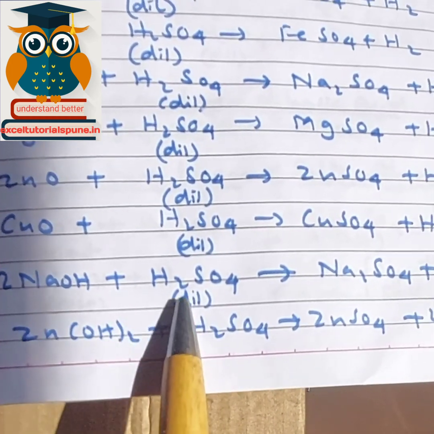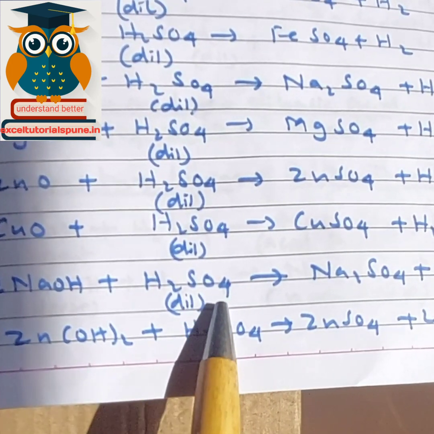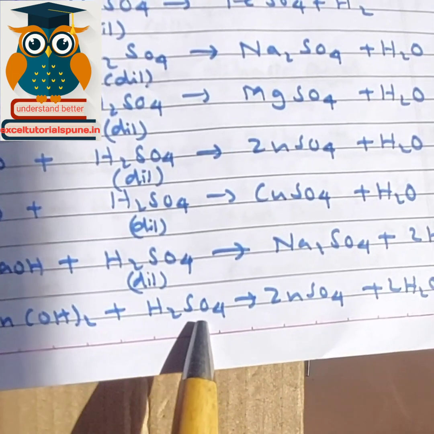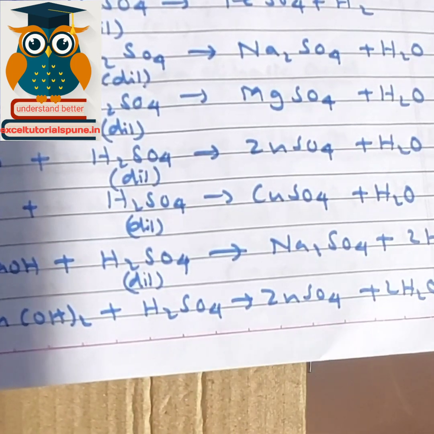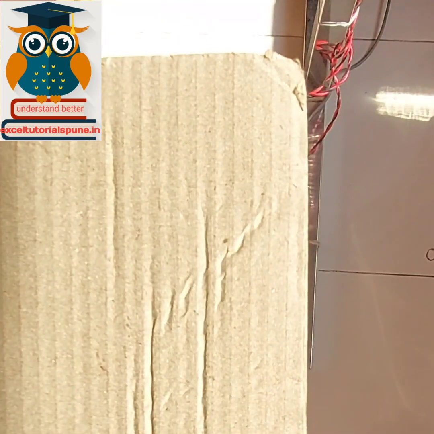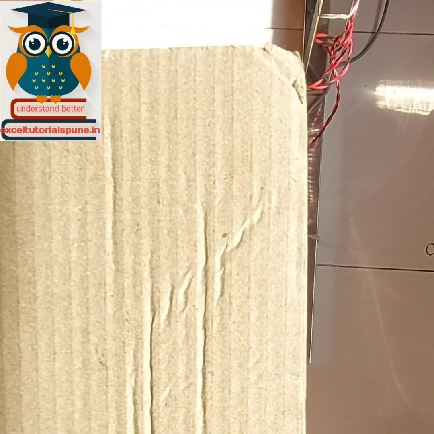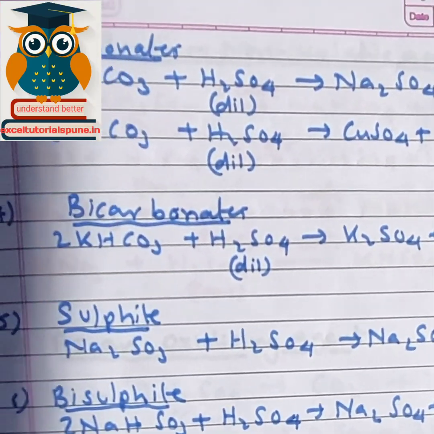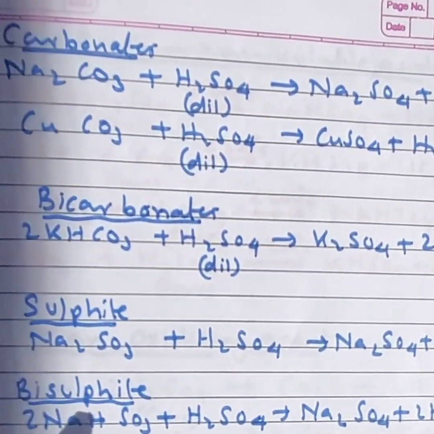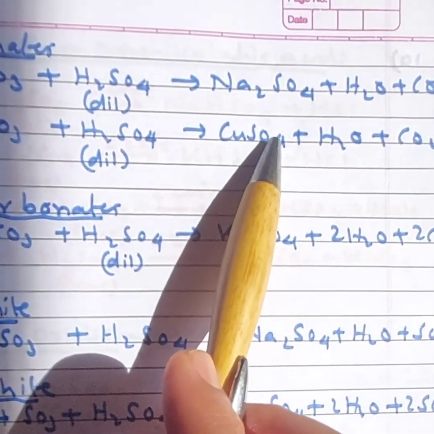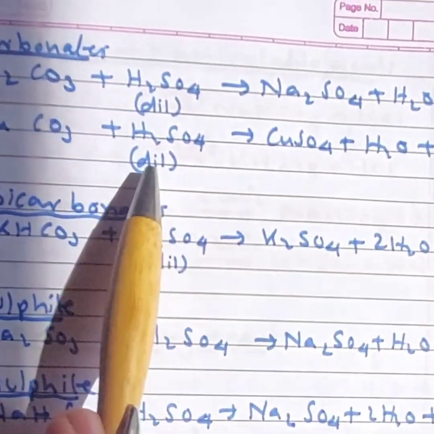Sodium hydroxide plus dilute sulfuric acid gives you sodium sulfate plus water. Then zinc hydroxide plus sulfuric acid gives you zinc sulfate plus water. Now with carbonates, sodium carbonate with dilute sulfuric acid gives you sodium sulfate plus water plus carbon dioxide.